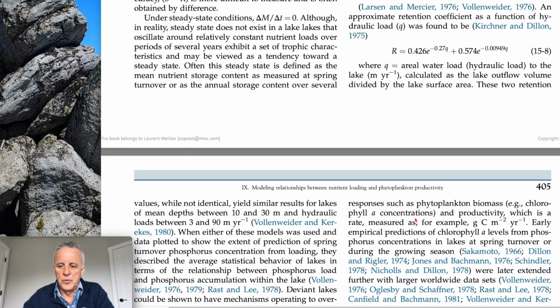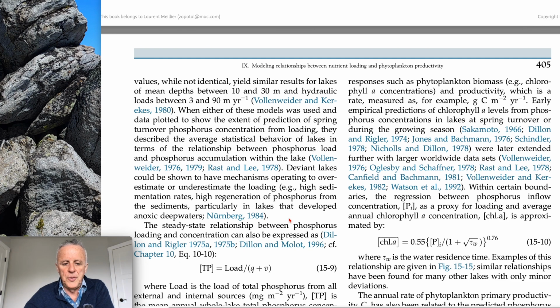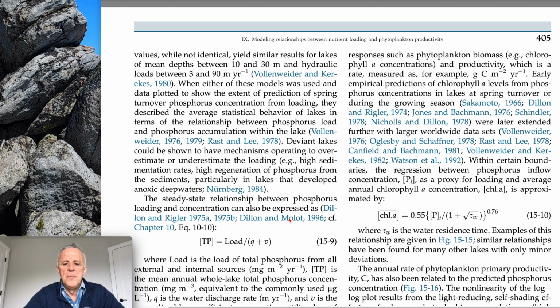These two retention values, while not identical, yield similar results for lakes of mean depth between 10 and 30 meters and hydraulic load between 3 and 90 meters per year. When either of these models was used and data plotted to show the extent of prediction of spring turnover phosphorus concentration from loading, they describe the average statistical behavior of lakes in terms of the relationship between phosphorus load and phosphorus accumulation within the lake. Deviant lakes could be shown to have mechanisms operating to overestimate or underestimate the loading.